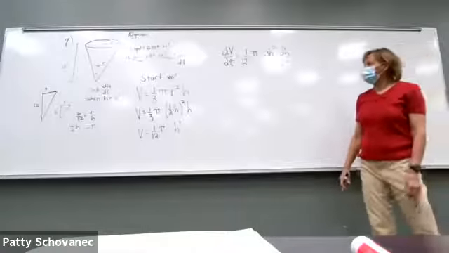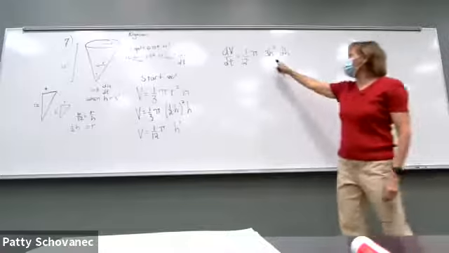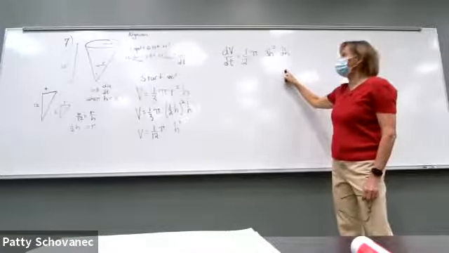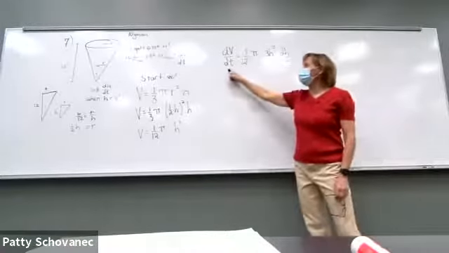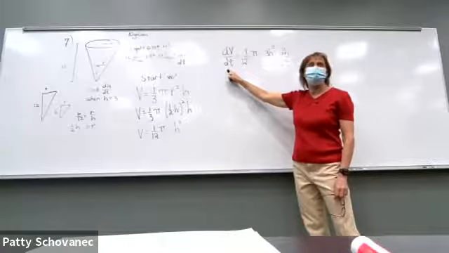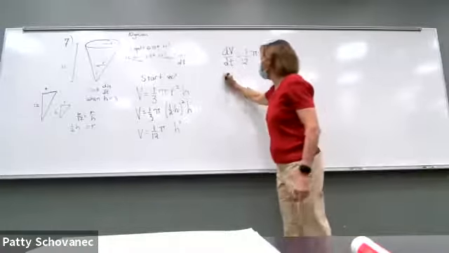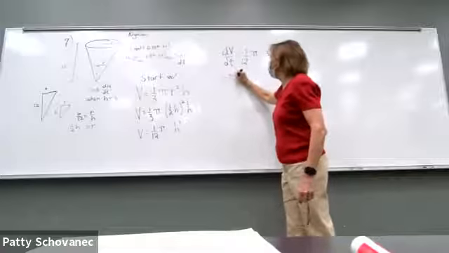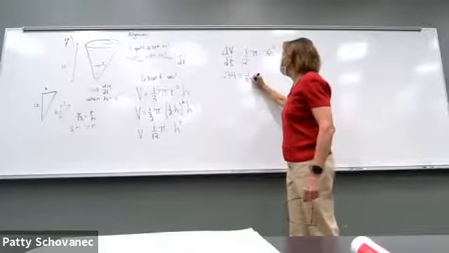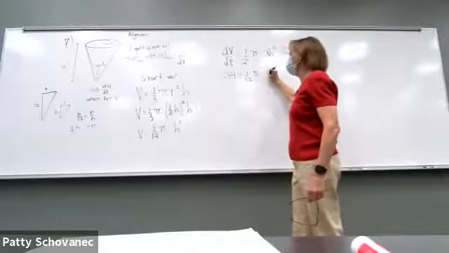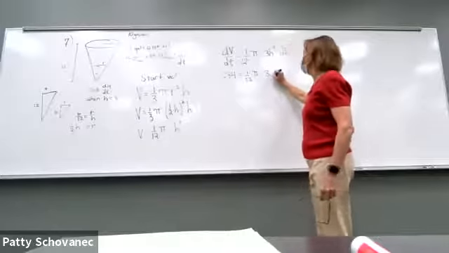Okay, let's see what numbers we have. We have h is going to be 3. We're looking to find this, and dV/dt is 1.34. So fill it all in and let's solve for dh/dt. h is 3.